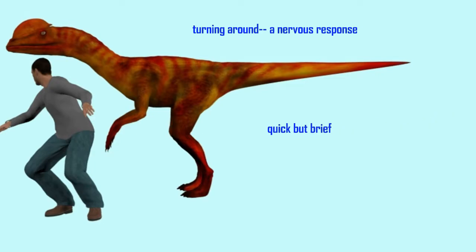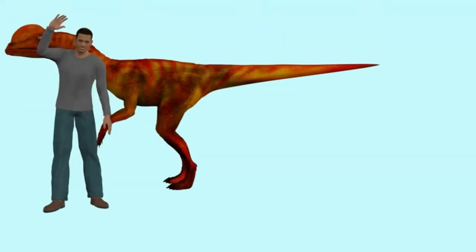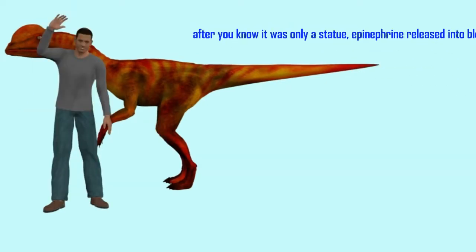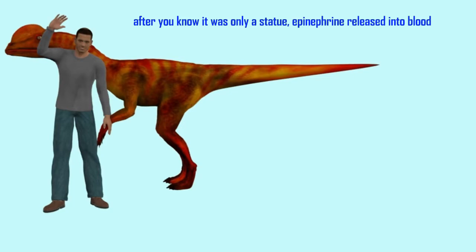It was quick but brief, so the decision to turn was immediate, but the muscles contracted and that was the end of the response. In contrast, the elevation of heart rate and the quickening of breathing, this was slower to start. It didn't begin until after you had already realized that it was a statue. And then it lasted for a longer period of time.